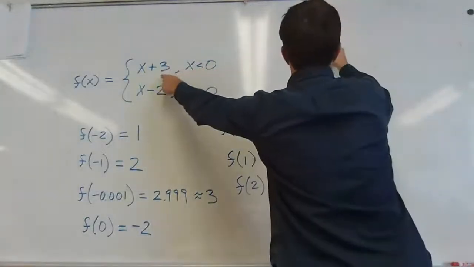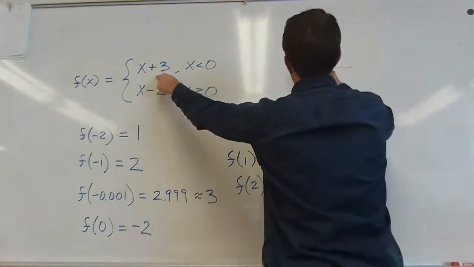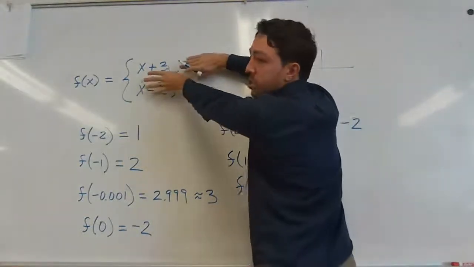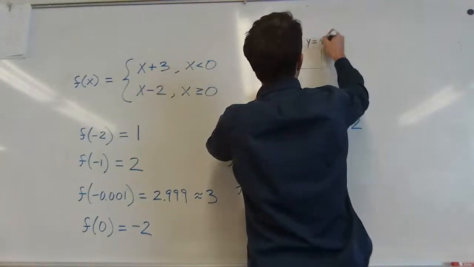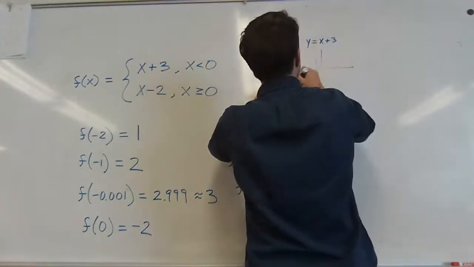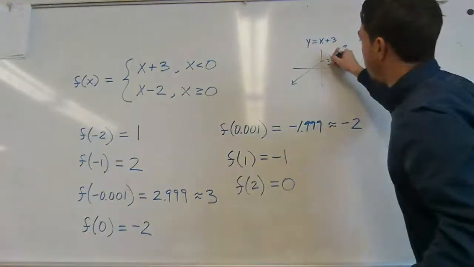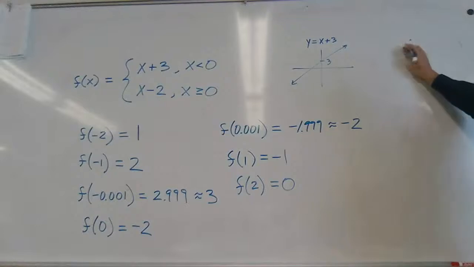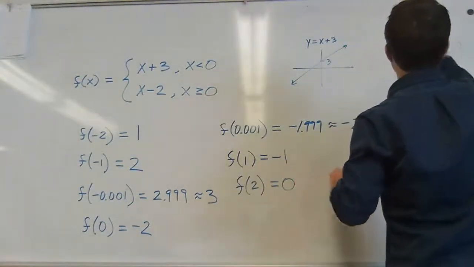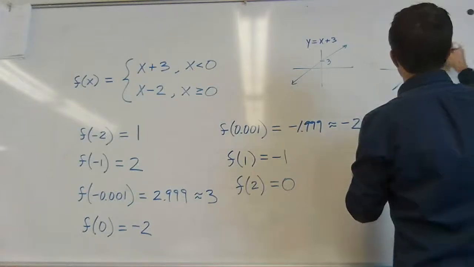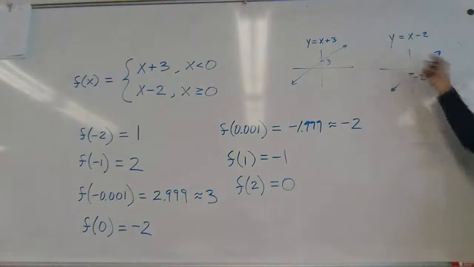Look at this piece. What does that look like by itself? Imagine nothing else was here. You just saw y equals x plus 3. What does that look like? Well, it looks like that, right? Where this is the number 3. And then how about if I graph this by itself? y equals x minus 2. We're okay with that, right?